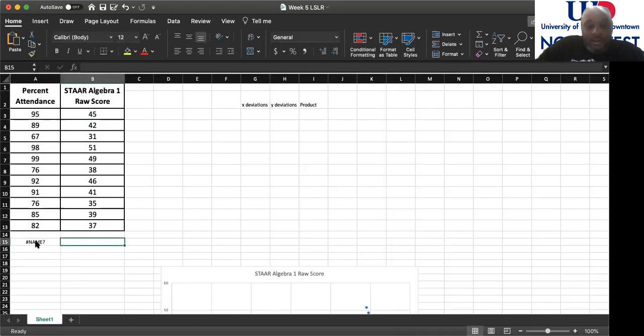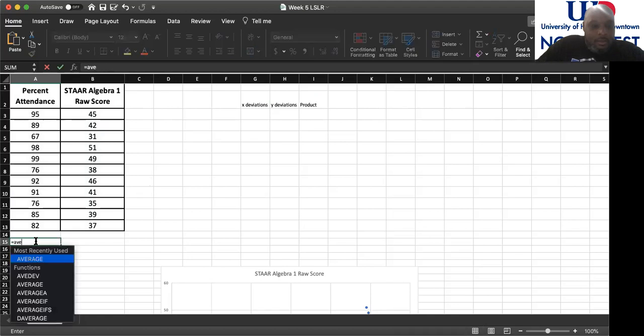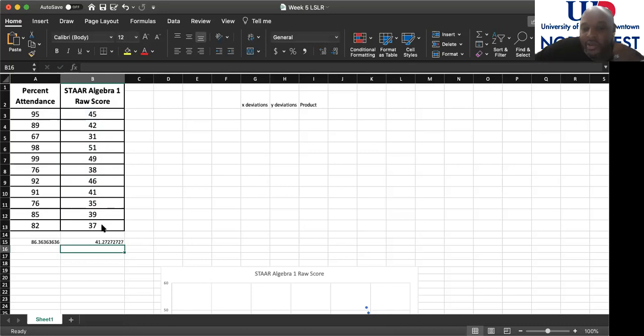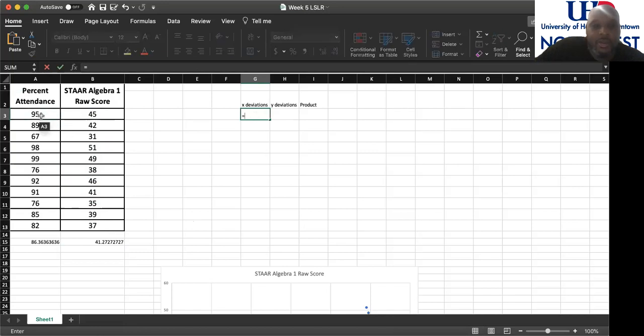So I'm going to do the average of the x's. Is this value here, 86.36. The average of the y's is just this value here, 41.277. And then how do I find a deviation? Well, I take this x, which is 95 here. So the first one is 95 minus the mean. And I get that value there.